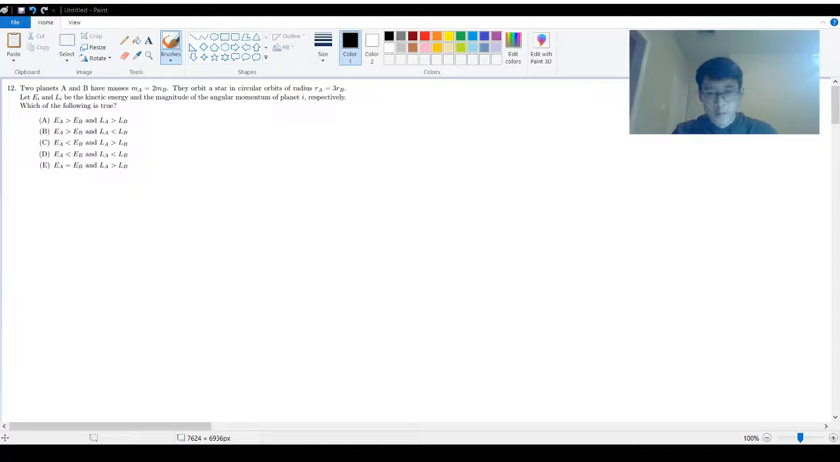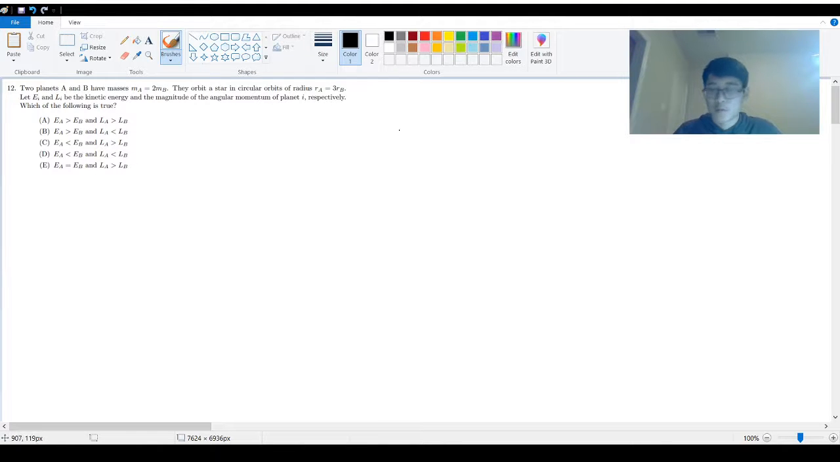Hey everyone, we're moving on to question 12 in the 2019 B test. The question reads: two planets A and B have masses mA equal to 2mB. They orbit a star in circular orbits of radius RA equal to 3RB. Let E_i and L_i be the kinetic energy and magnitude of the angular momentum of planet i respectively. Which of the following is true?